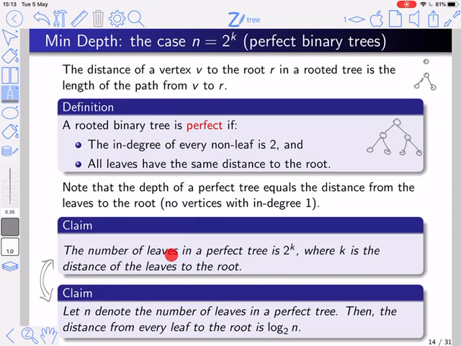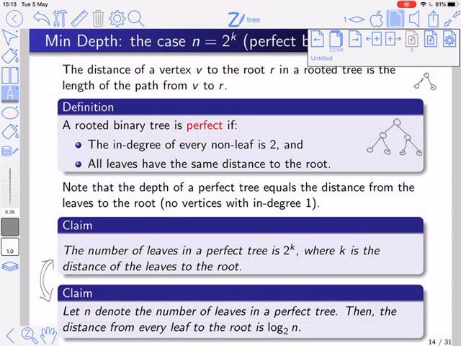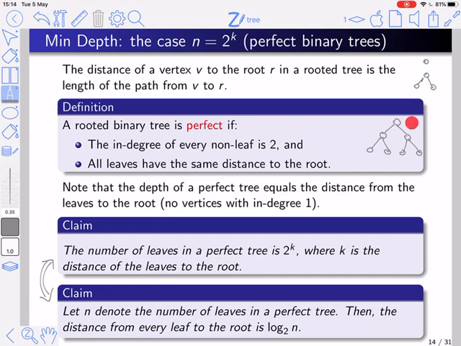Now, we want to claim that the number of leaves in a perfect tree is 2 to the k, where k is the distance of the leaves to the root, and equivalently, by substituting n for 2 to the k, we will have that if n is the number of leaves in a perfect tree, then the distance of every leaf to the root is log base 2 of n. So these two claims are the same. One is obtained from the other by substituting n for 2 to the k. I just want to emphasize that the proof of this claim is, of course, by induction on k, as you can see from these cases.